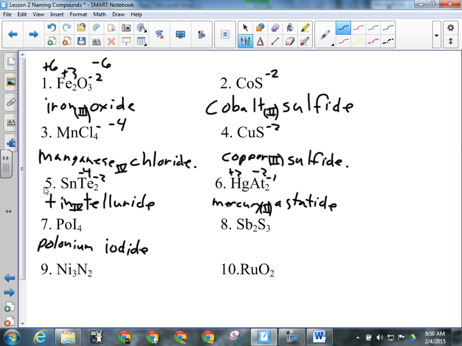Okay, iodine's always a -1, so that means that I have 4 negatives. So polonium has to have a charge of +4. So it's polonium 4 iodide.